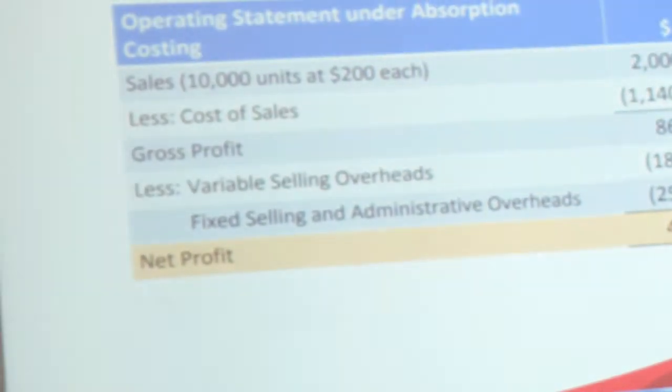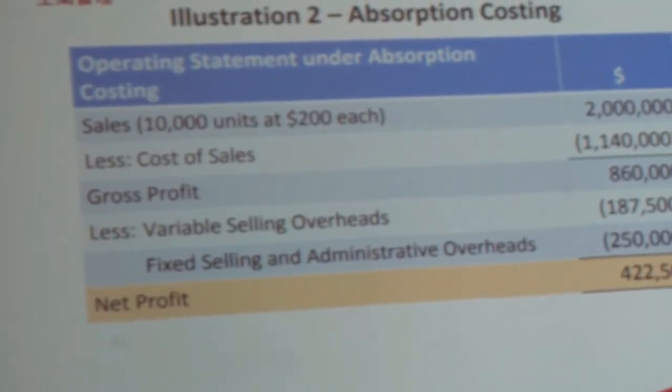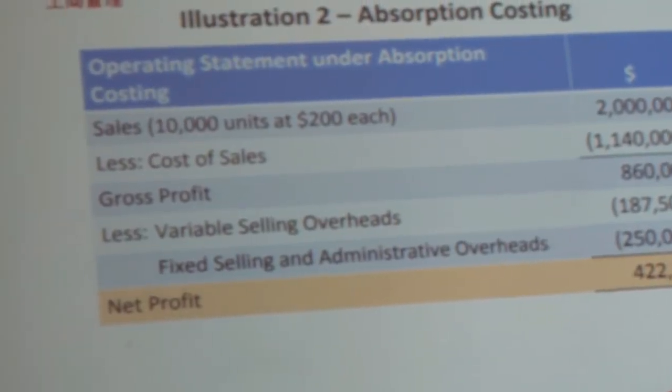Excellent. Okay, that's fantastic. And is there anything else to add on that? Yeah, the only thing I would say, these slides are available to you, and if you go down these slides, they will also show you the calculation of if you have an opening stock, how you deal with this. If you have a closing stock, how you deal with that.